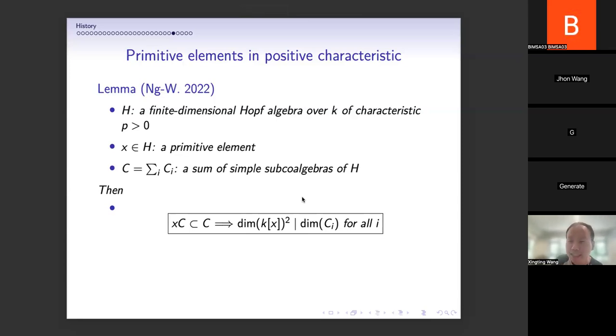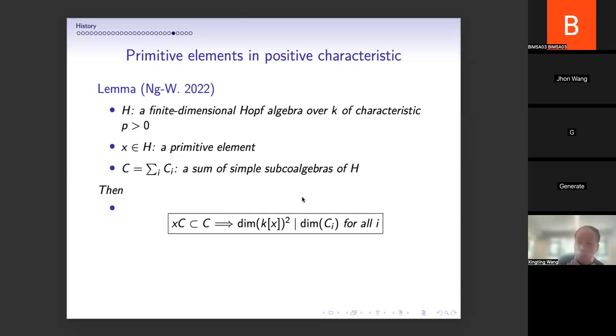Here it's the comodule fixed by the primitive element. Then we can do similar tricks, right? We can show that if you let X generate a subalgebra there, remember Kx is not a polynomial ring, it's a subalgebra in H. So you have to have a relation on X which makes it finite dimensional. So the dimension square, not the dimension itself, but the square divides the dimension for each simple coalgebra there.